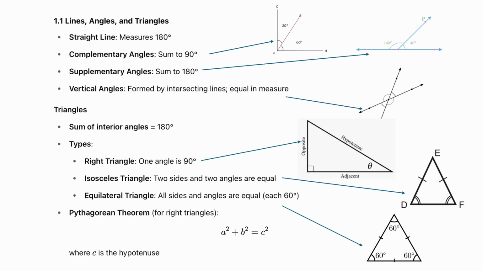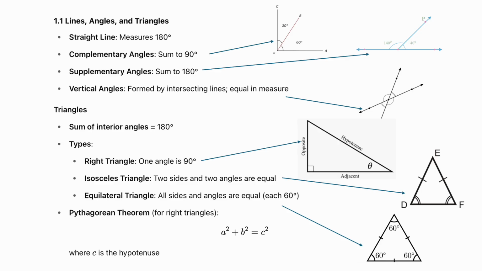Let us start with some basics. A straight line measures exactly 180 degrees. Complementary angles are the two angles that add up to 90 degrees. You can think of a right angle split into two parts. Supplementary angles go a step further. Their sum is 180 degrees, forming a straight line.